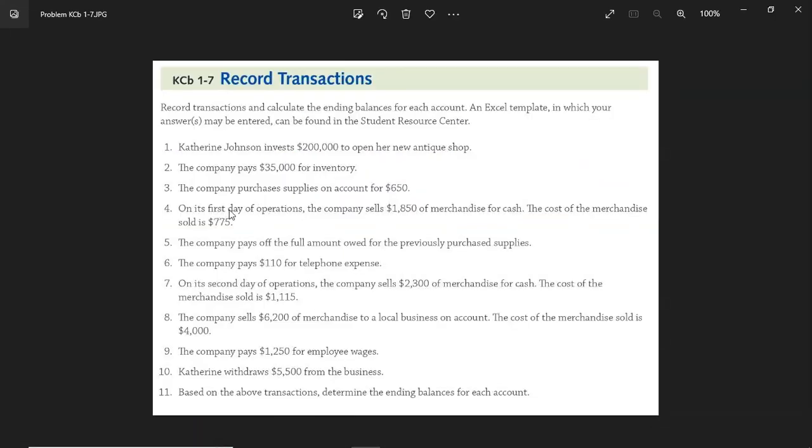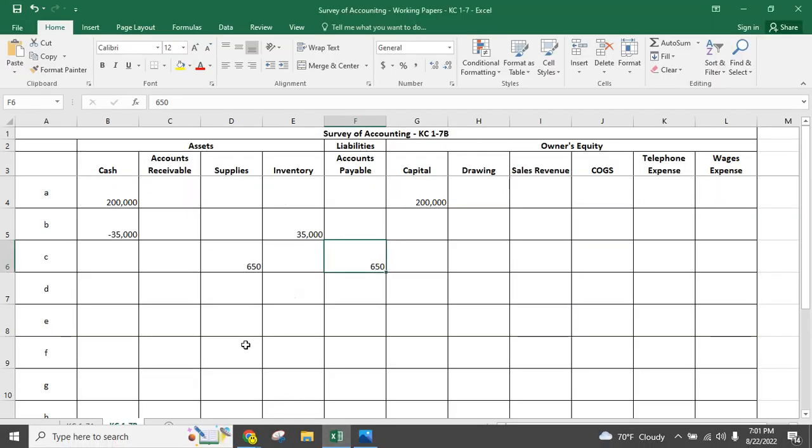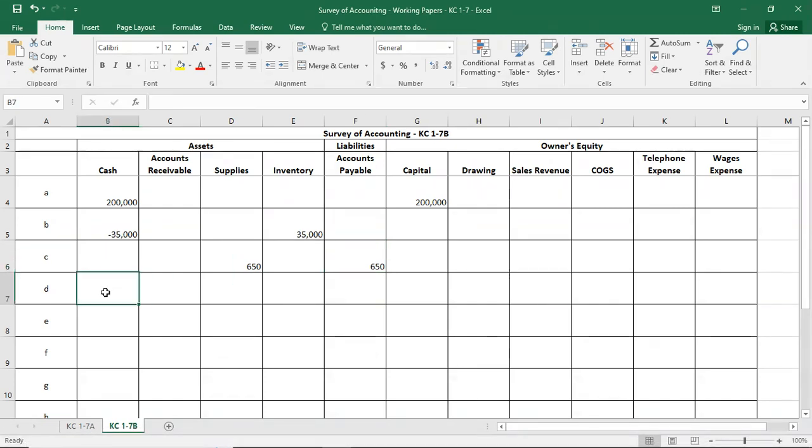Number 4, on the first day of its operations, the company sells $1,850 of merchandise for cash. The cost of the merchandise sold is $775. Okay, so this one's going to have two different transactions.